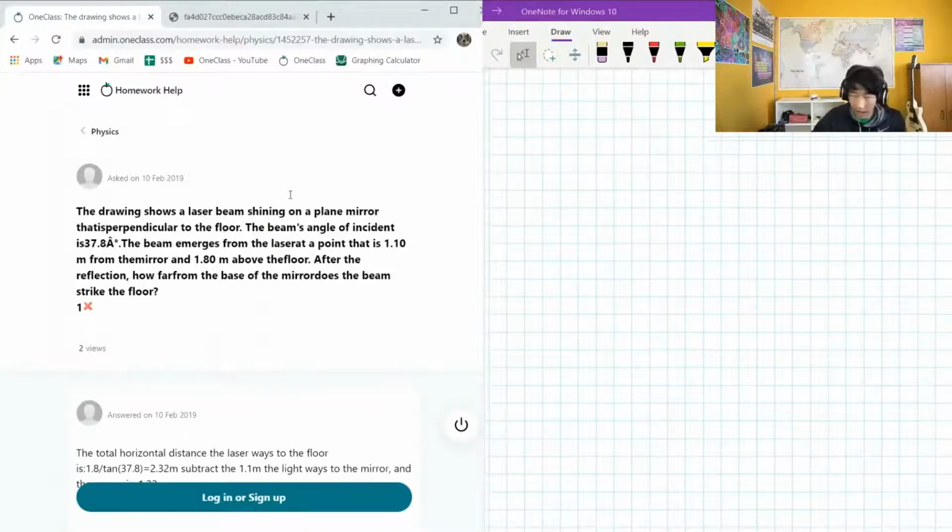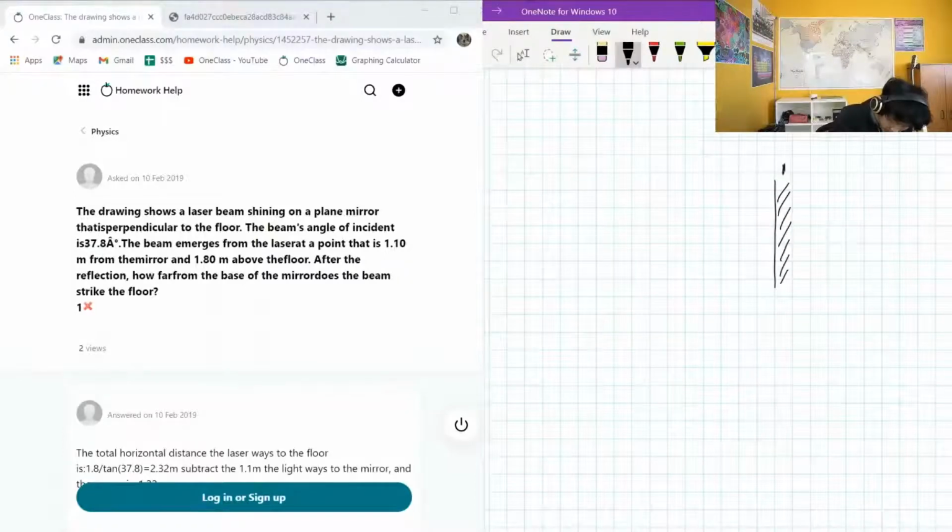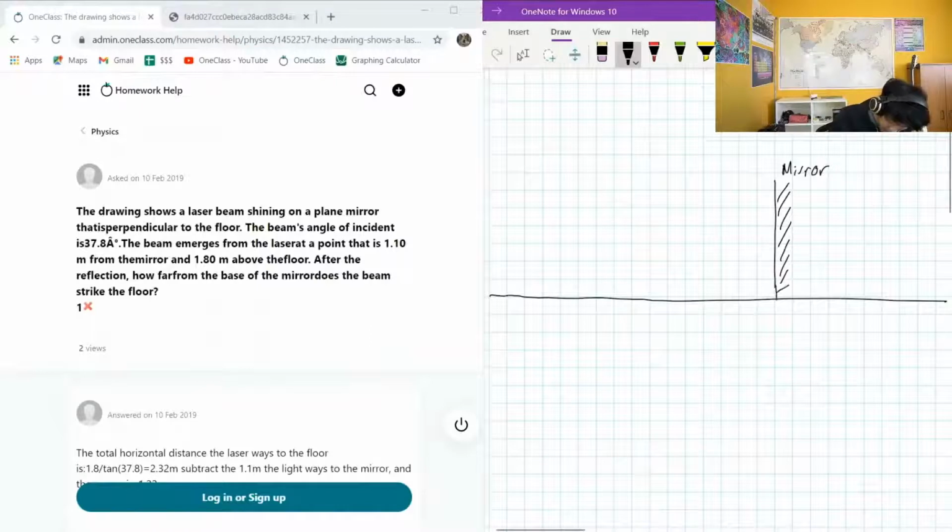So it mentions that we have a mirror. Let's make this our mirror representation. And they mentioned that the mirror is perpendicular to the ground. Okay. We have a laser beam that is shining on it, and the laser beam has an angle of incidence of 37.8 degrees.